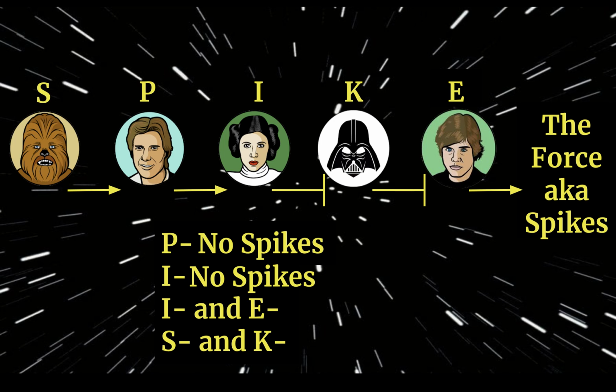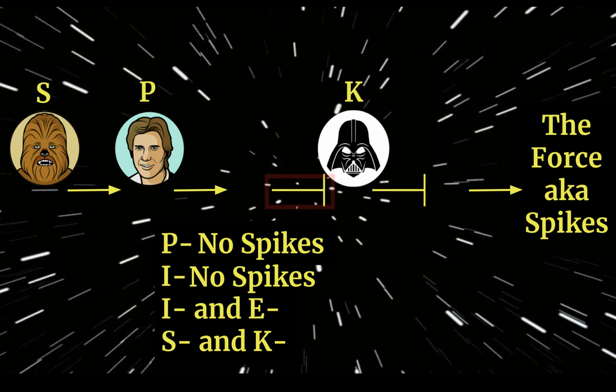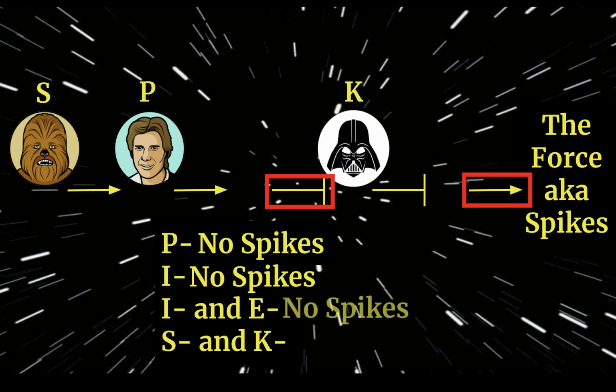Now we have a double mutation in both I and E. So both Luke and Leia are now gone. Again, if Leia is gone, then there's no one to repress Darth Vader, but more importantly, there's no one there to activate the Force, aka the spikes, so they cannot be created. So again, no spikes will be created if there's a mutation in I and E.